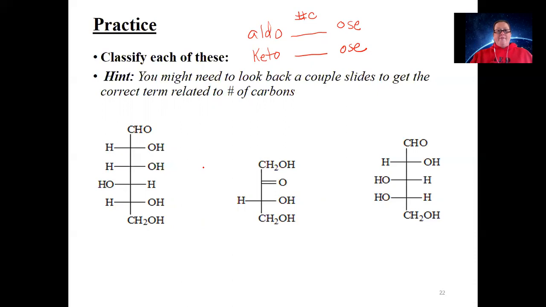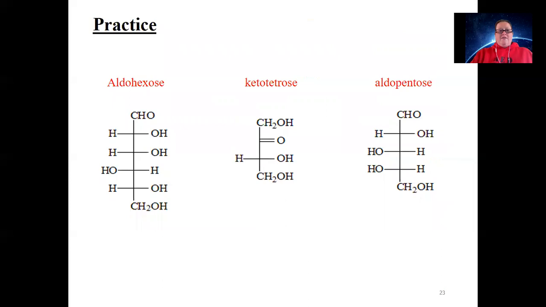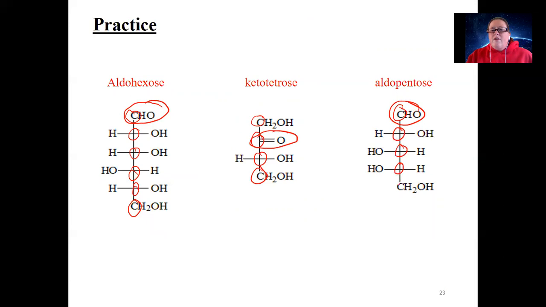Okay, I hope that you really paused it and you really tried it. And let's go through this. The answers: this is an aldehyde. We see that CHO at the top, and this is also an aldehyde. And here we have a ketone. We have 1, 2, 3, 4, 5, 6 carbons, which makes this an aldohexose. 1, 2, 3, 4, which makes this a ketotetrose. And 1, 2, 3, 4, 5, which makes that an aldopentose.